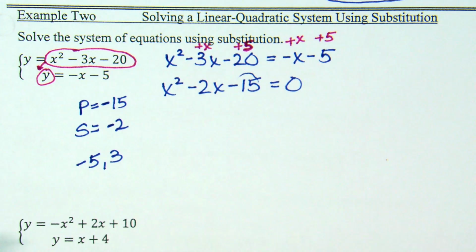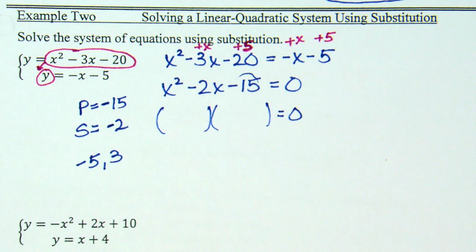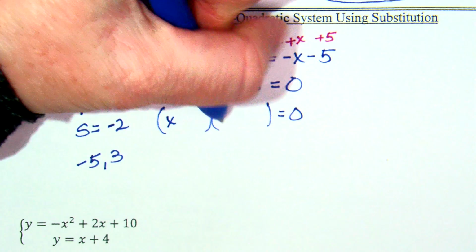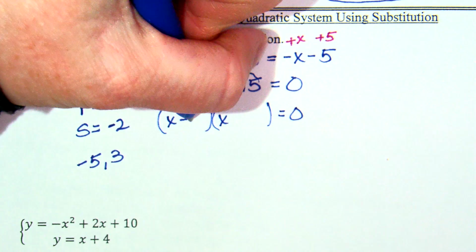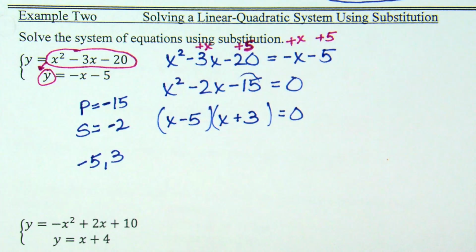Are those my answers? Goes in the parentheses. X squared is x times x. One parenthesis is x minus 5. The other is x plus 3. I'm not done.